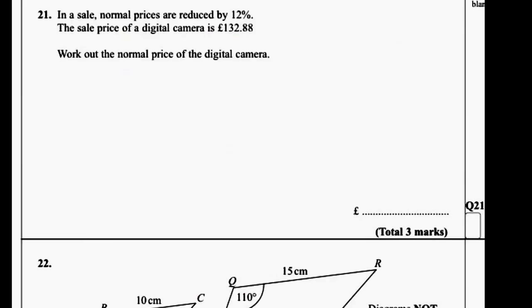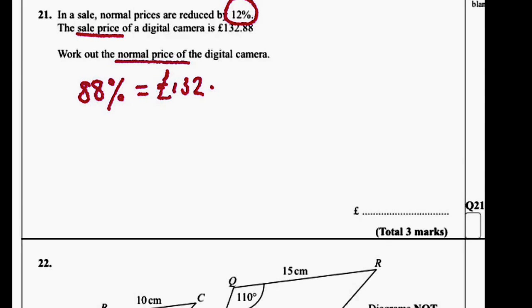In a sale, normal prices are reduced by 12%. The sale price of a digital camera is £132.88. Work out the normal price of the digital camera. Okay, so this tells me that £132.88 is the sale price, which means, because it's been reduced by 12%, that it's 88% of the normal price. So 88% of the normal price is equal to £132.88. And when I am asked to work out the normal price, it means I'm asked to work out what the 100% price is. Sometimes they talk about that as the original price.